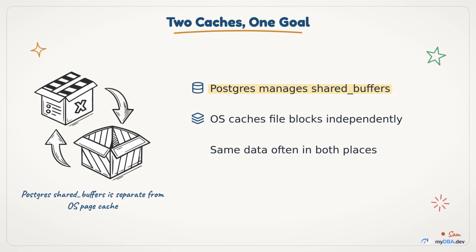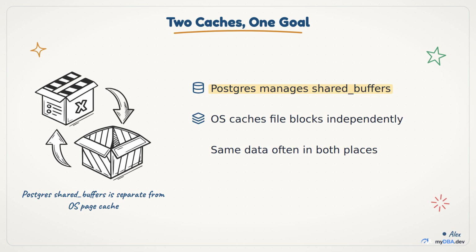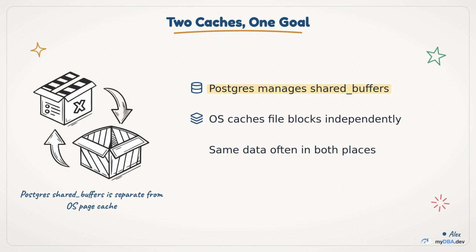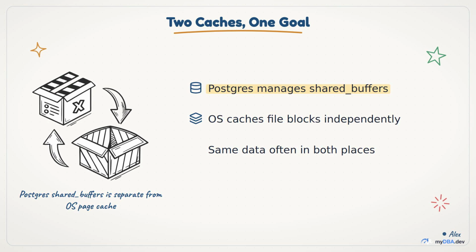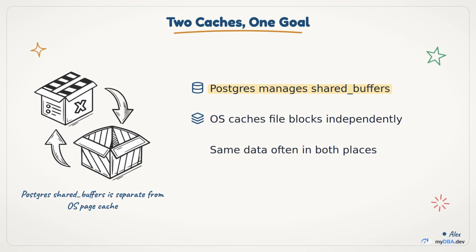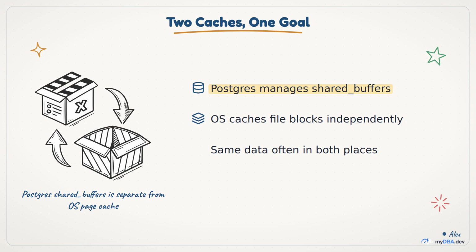That sounds wasteful. Why keep it twice? It is wasteful, but there's no way around it. Postgres can't tell the OS, hey, don't cache this, I've got it. The OS has no idea what Postgres is doing. They're completely independent layers. On Linux, you could use O_DIRECT to bypass the page cache, but Postgres doesn't support that, and there are good reasons for that, which we'll get to.